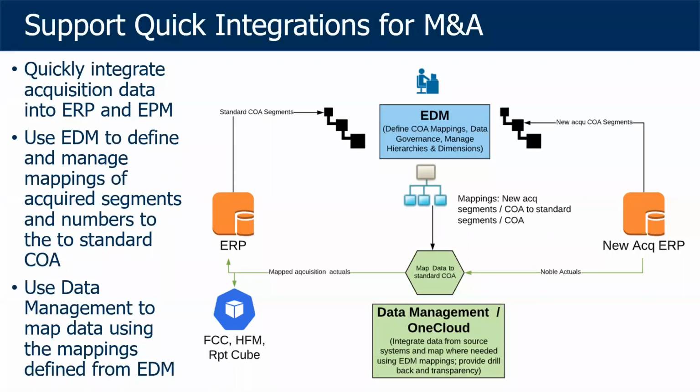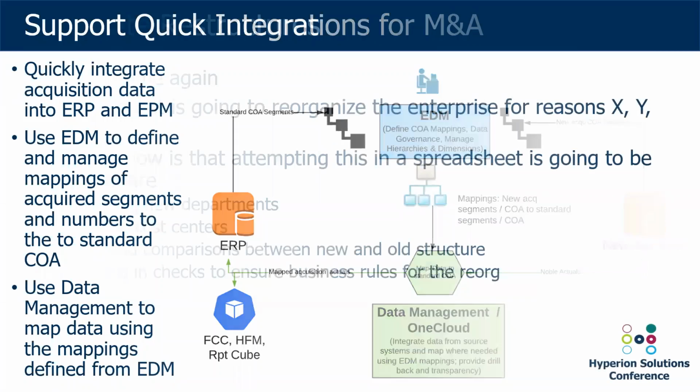And so we actually have customers who are using EDM to manage the chart of account mappings. So we have this acquisition, they have their chart of accounts, here's how we're going to map it into our chart of accounts. And then you can use EDM to maintain those mappings. Then you can run it through data management. You can use a OneCloud product if you wanted to get back into your main ERP system, or if you're using FCC or HFM, you can map the data and then you're off and running. So this really facilitates faster consolidation and reporting of the acquisitions and mergers that you're doing.